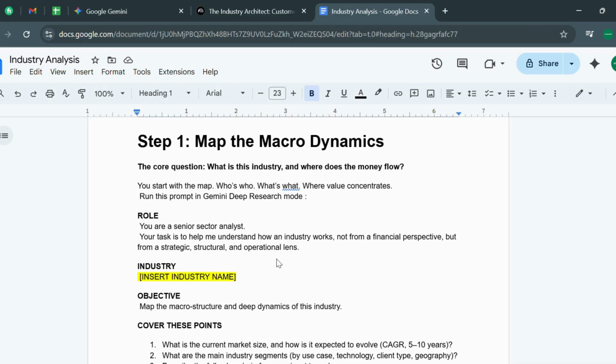Step one is to map the macro dynamics. These are the prompts that I'm going to be putting in the description. So if you want these prompts, you can see in the description, and please follow the video to understand all the steps that need to be put in to make such output that I have shown you before.